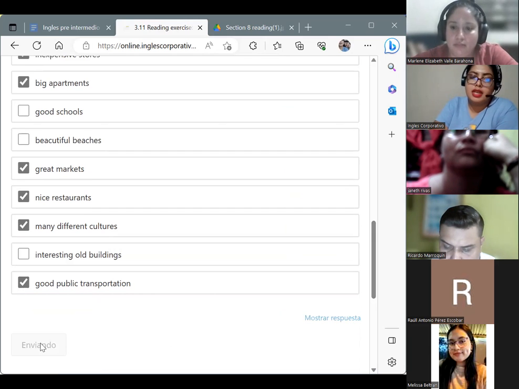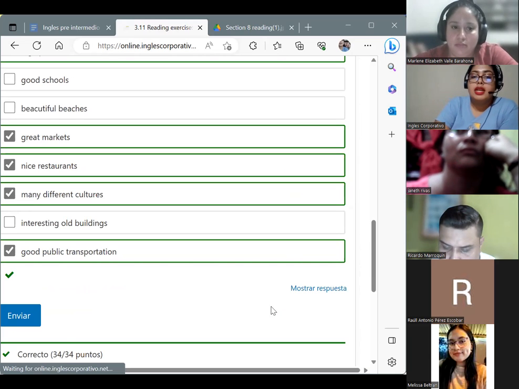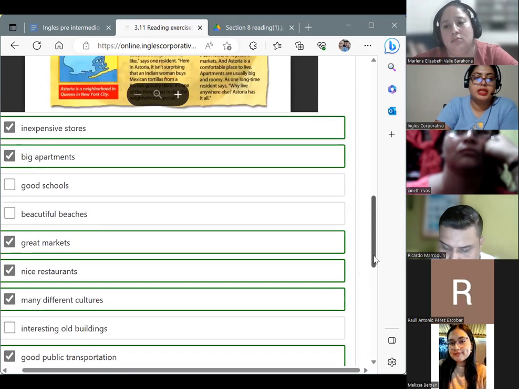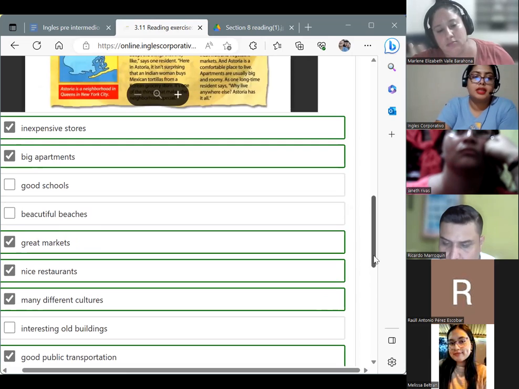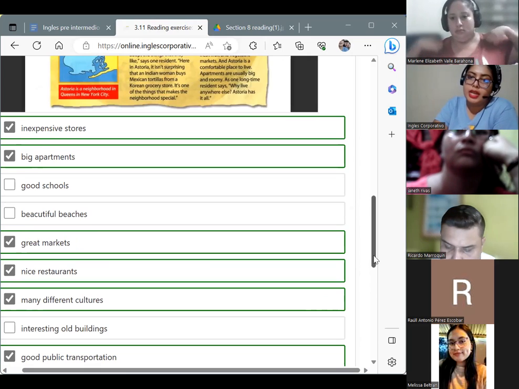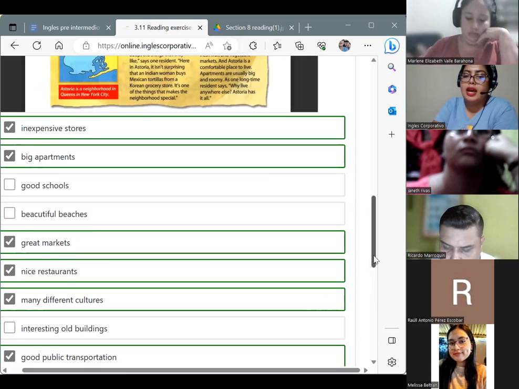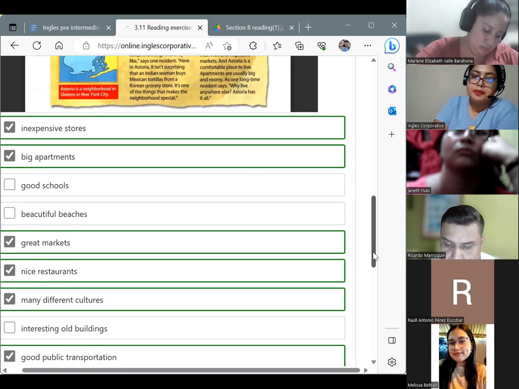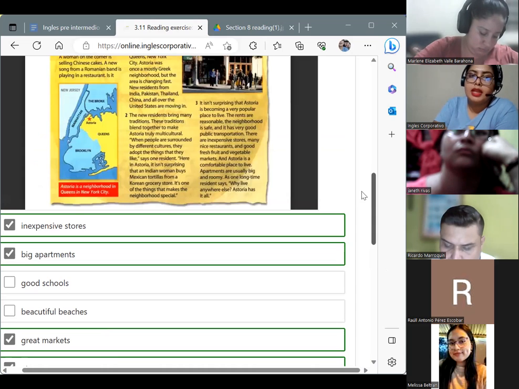And in this case, it's complete, I think. Yes. This one is complete with this information. Inexpensive stores, big apartments, great markets, nice restaurants, many different cultures, good public transportation. Y ahí está completa la sección número 3. Solo nos queda revisar el examen. Vamos a ver la parte del examen.